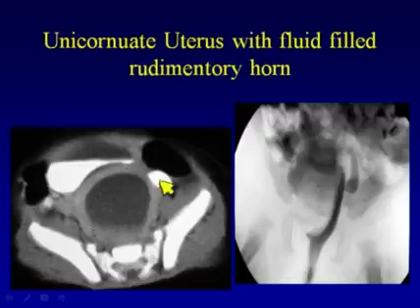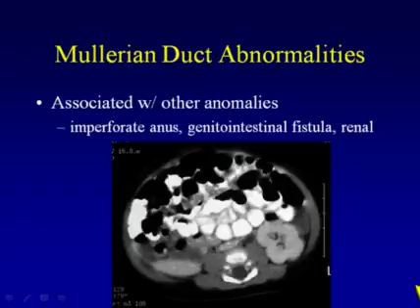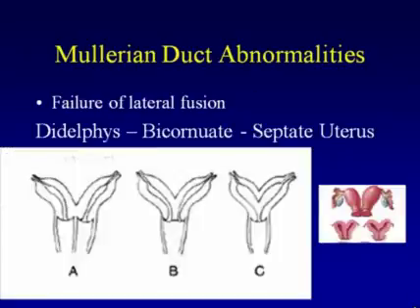Here we have a fluid-filled, obstructed vaginal canal that's compressing the other side of the vagina, and again associated with a single kidney, an absent kidney on the right and one kidney on the left. When there is failure of lateral fusion, you may have a spectrum of abnormalities. You can have 2 vaginal canals and didelphys with 2 separate horns. You can have a unicornuate uterus with a single vaginal canal and 2 endometria, or you can have a septated uterus.